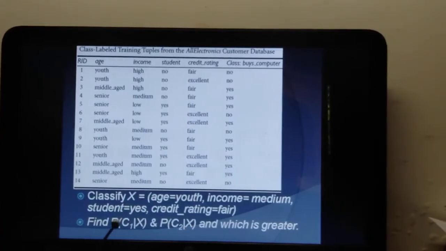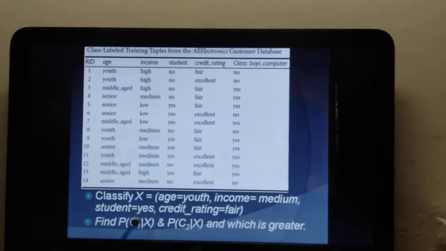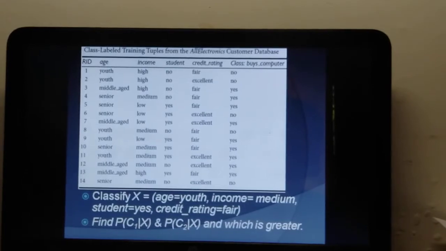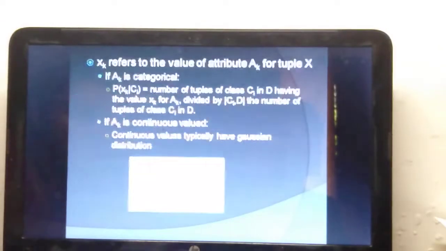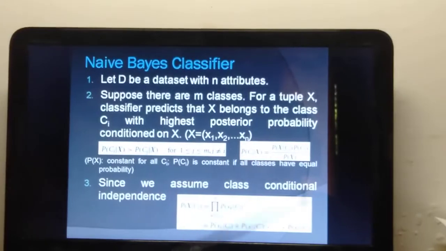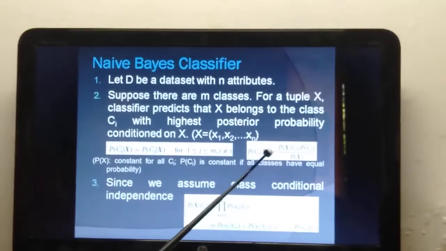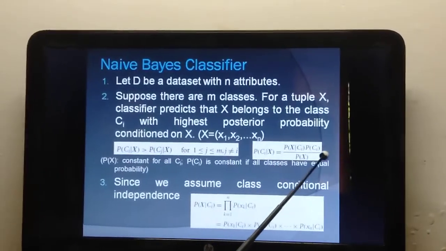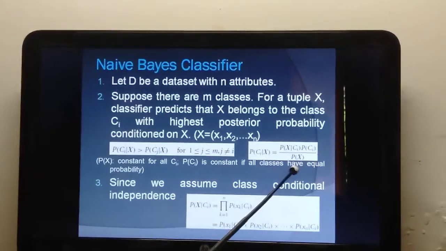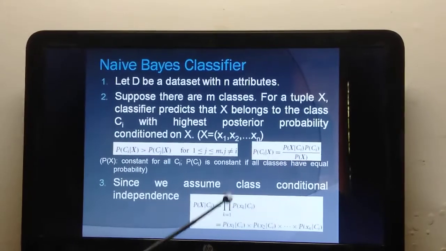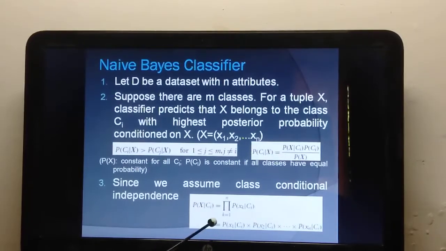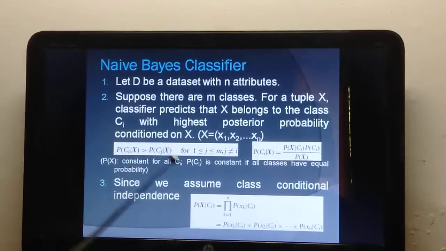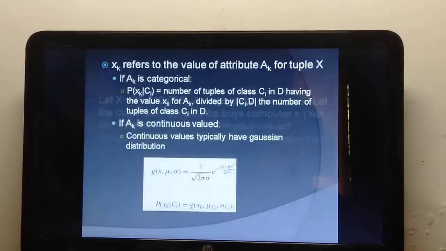First, we know already that to find this particular value, the formula is given as Bayes classification. We are supposed to find the probability of X given C1 into probability of C1 divided by probability of X. We have to find that for each attribute. For every attribute, we have to find probability of X given Ci. And then whatever is greater, that is our answer. Okay. So, we are going to do that now.